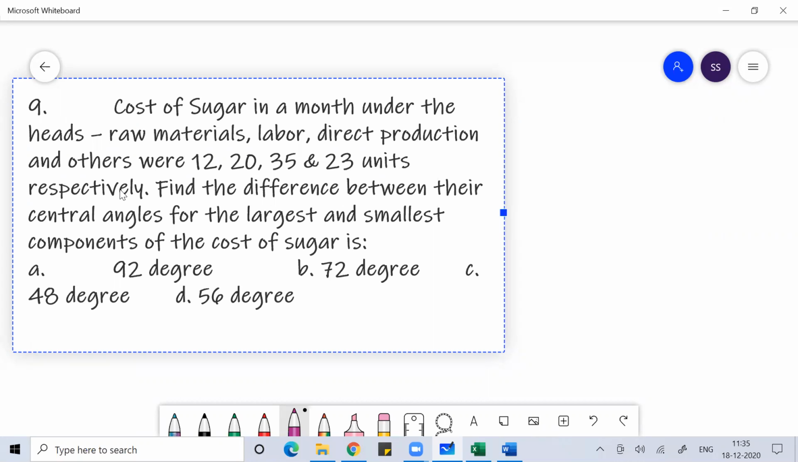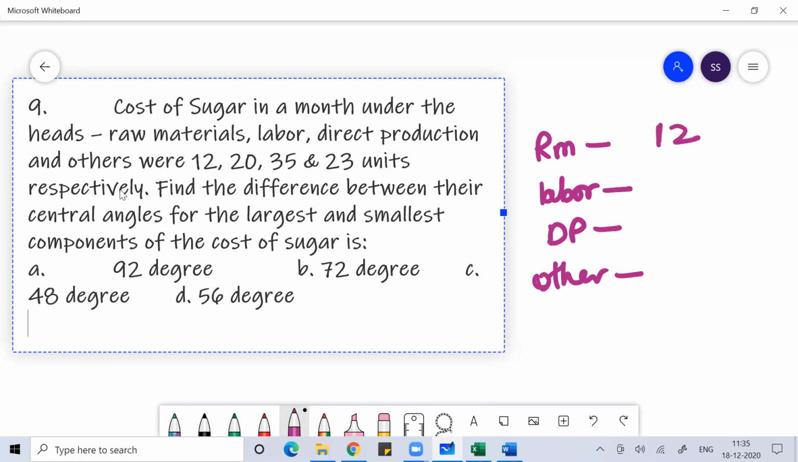So the cost of sugar in a month is under the heads raw material, then labor, then direct production, then others. Raw material is 12, labor 20, direct production 35, and others 23. So the total sum is 90.